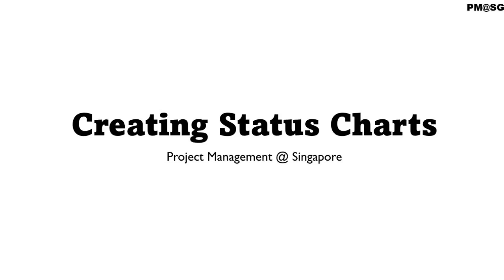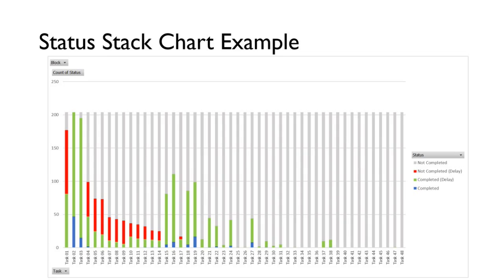This video is to show how to use bridging table and pivot table to create status chart easily. This is a classic example of a stack column chart showing the status of completion for each task. If you are only tracking target end date and actual end date of each task, you can split the completion status into these 4 categories as shown.